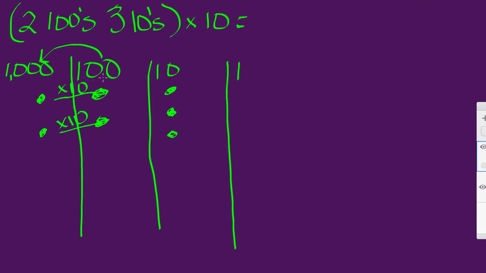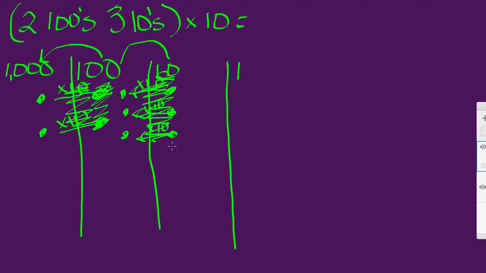And they are now gone. Then we take this one times 10, this one times 10, and this one times 10. So the tens will be hundreds now. So these are 10 times 10 times 10. So now you have 10, 1, 2, 3 hundreds. So now these are gone. So you have 2, 3, 0, 0.